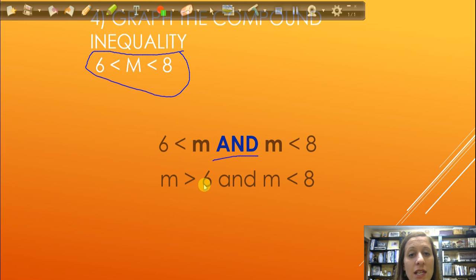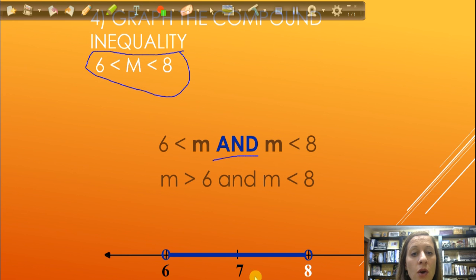So if m is greater than -6 and it's also less than 8, we want to have a graph where we only have shading between -6 and 8.